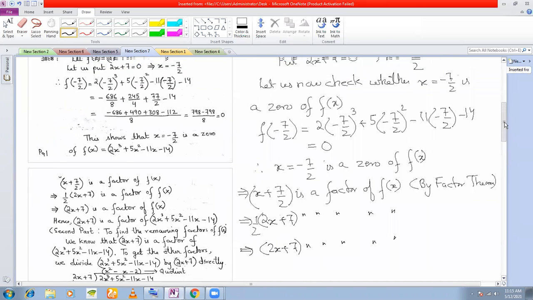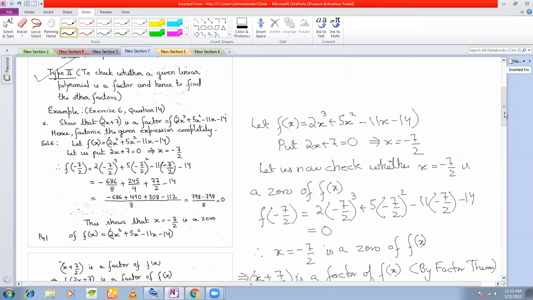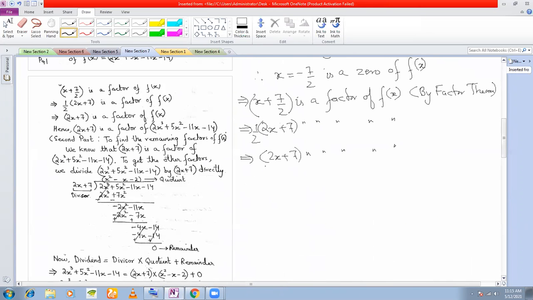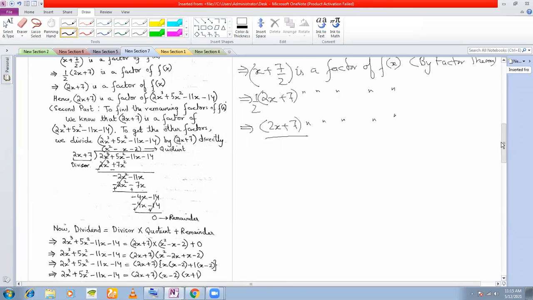The next part is to find the other factors. See, the question here is factorize the given expression completely. So you should be getting three factors. You've already got one factor, right? You've got 2x plus 7. You have to look for two more factors. So how do you look? If you remember, I gave you the simple example where 6 was divided by 2. So you knew 2 as a factor, and then to get the other factor, you were dividing 6 by 2 to get the other factor, 3.